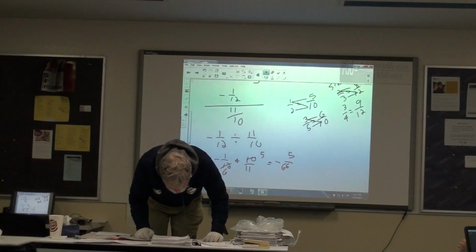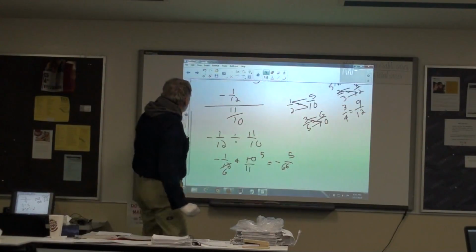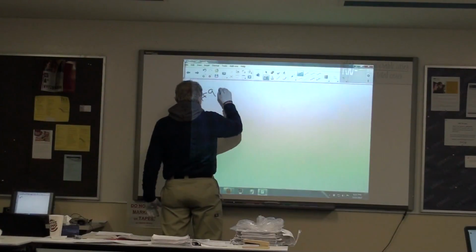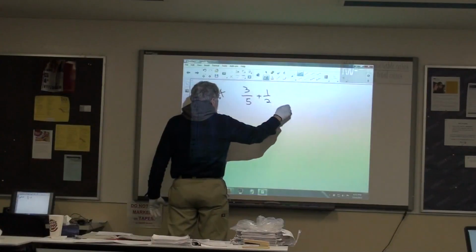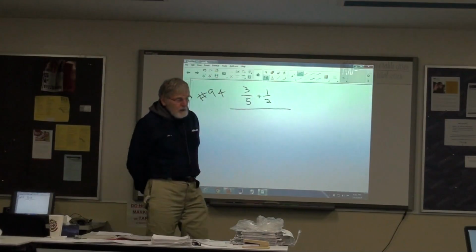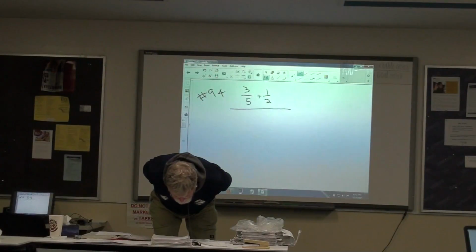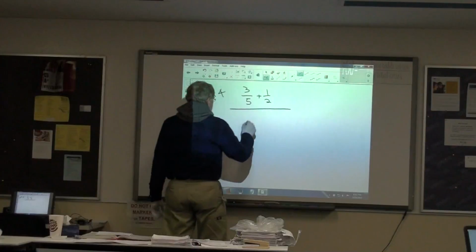On page 45, do number 94. The first problem is to read it. 3/5 plus 1/2, complex fraction, all over 2/3 minus 5/6. Okay, who's done?